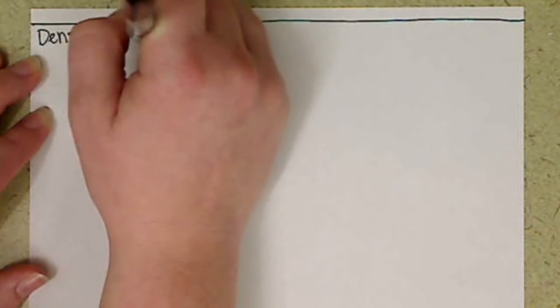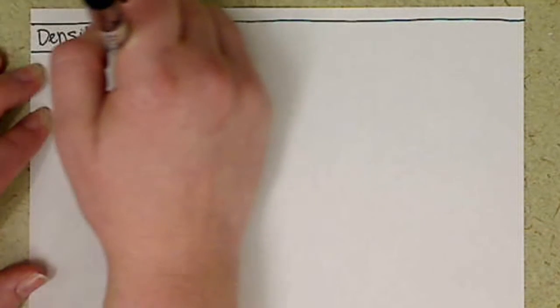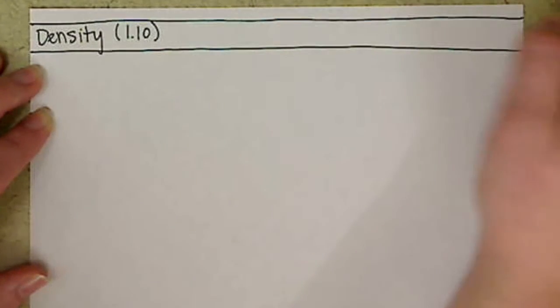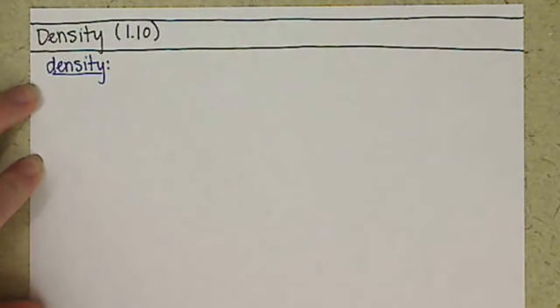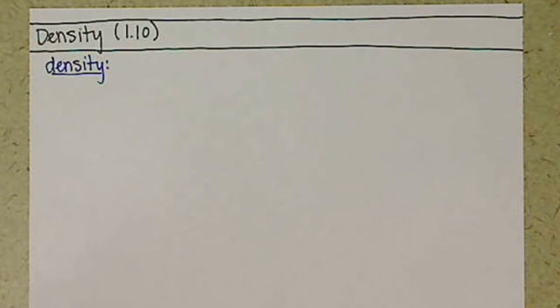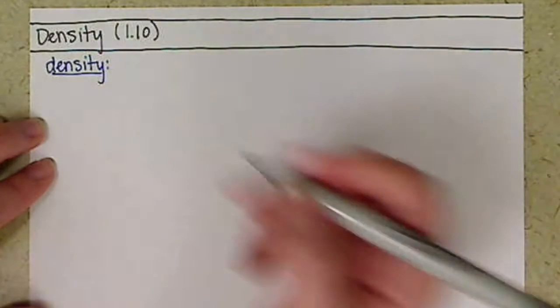And this is our last video for Chapter 1 material. This is the section talking about density, or section 1.10 in your textbook. So let's talk about density. Let's first of all define what density is. Density is the ratio of mass to volume of an object.